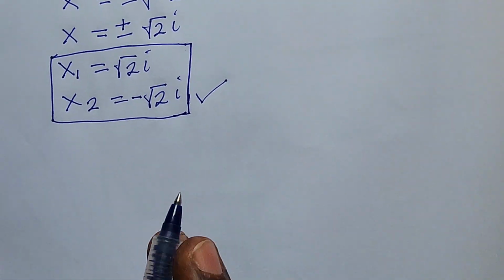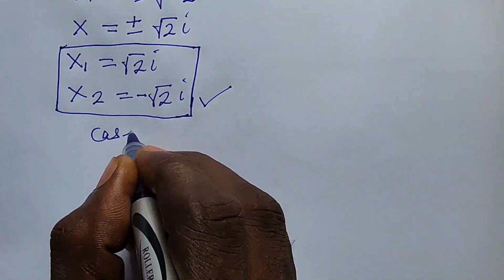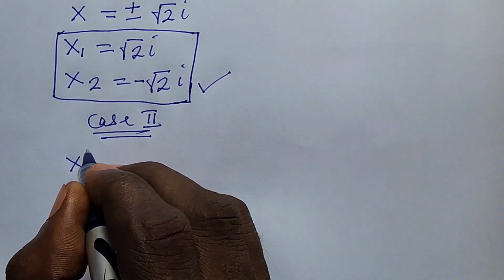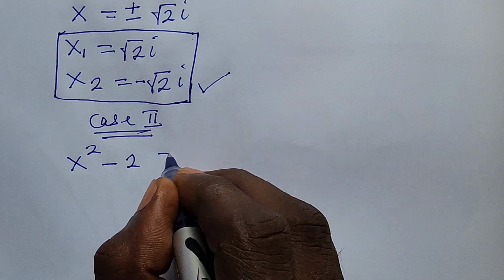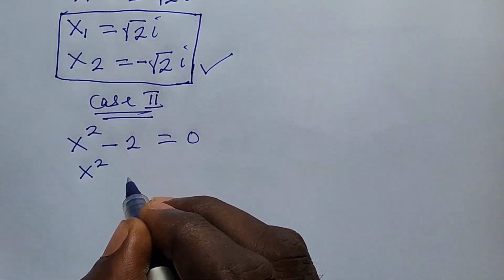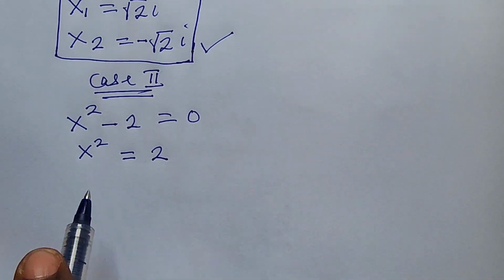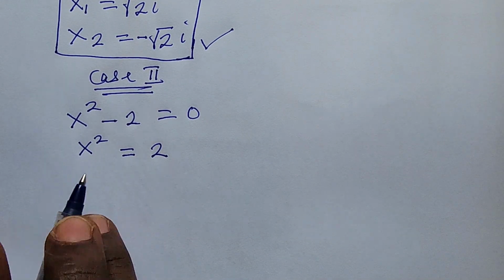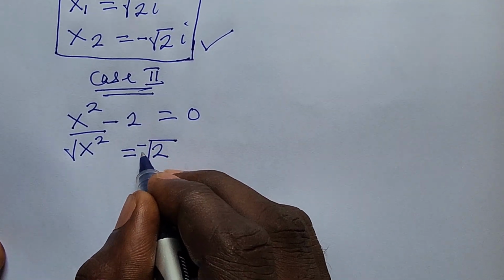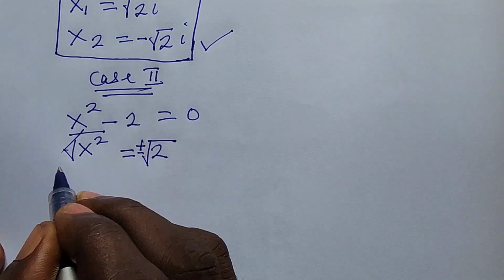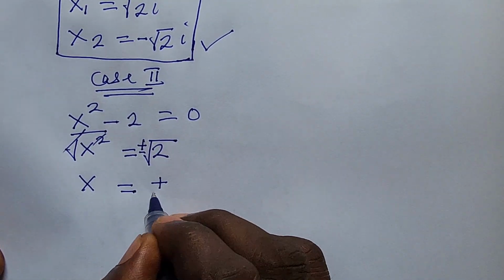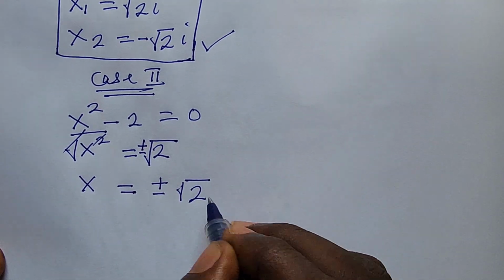So case 2, let's write our case 2. The question is x squared minus 2 equal to 0. Again, we send this to this side. So this will give us x squared is equal to positive 2. And because we are looking for just x, we take the square root of both sides. Again, we take the square root of this, we equally take the square root of this, and introduce our plus minus. So we have x is equal to plus minus the square root of 2.